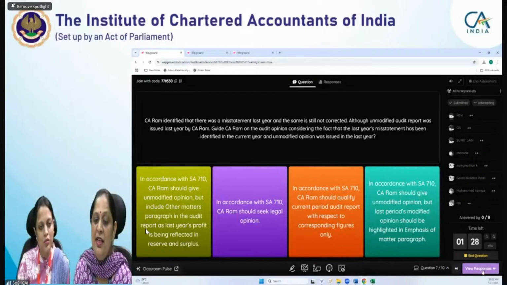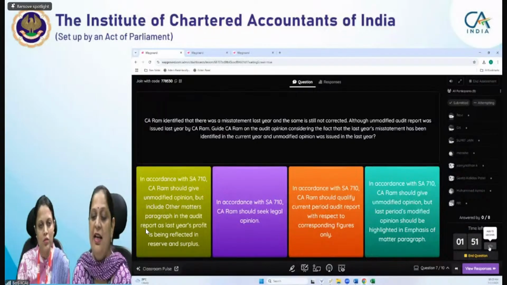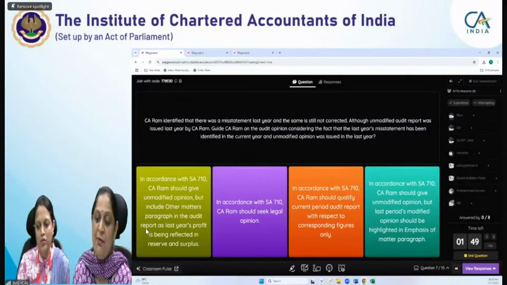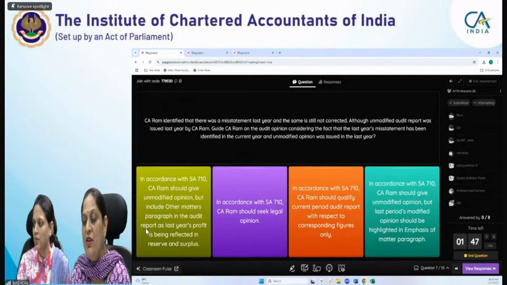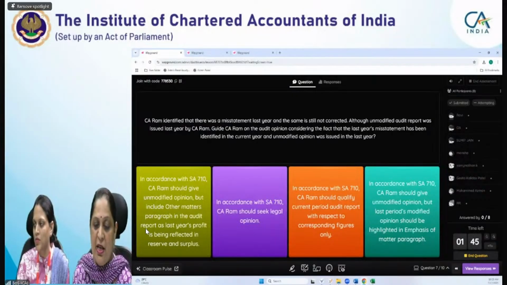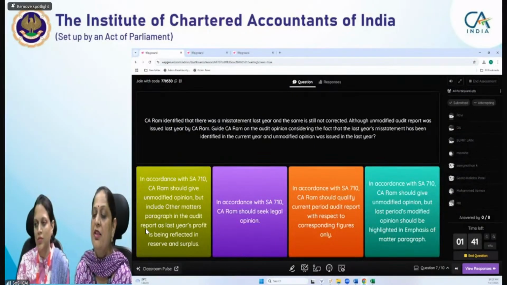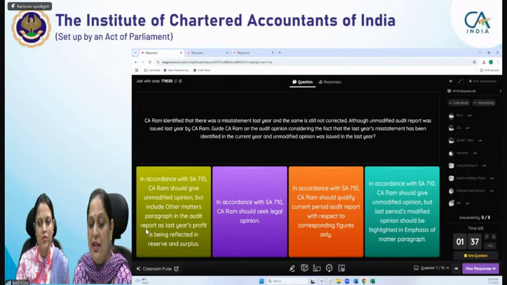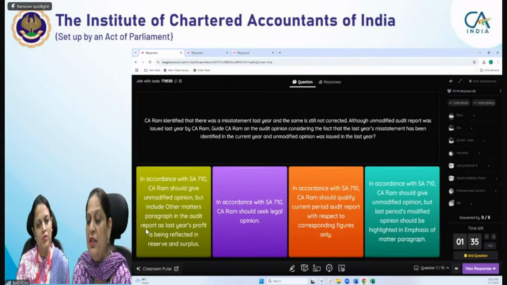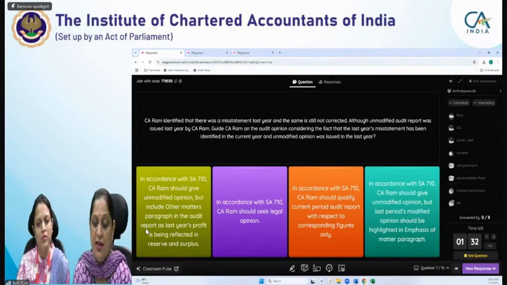CA Ram identified that there was a misstatement last year and the same is still not corrected. SA 710, I am indicating, but in the exam it should click in your mind. Although an unmodified audit report was issued last year by CA Ram, guide CA Ram on the audit opinion considering the fact that last year's misstatement has been identified in the current year and an unmodified opinion was issued last year. We have 4 options in accordance with SA 710.